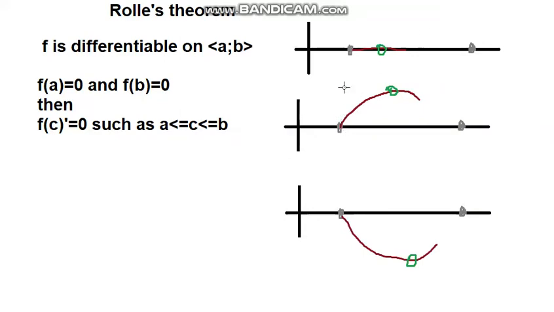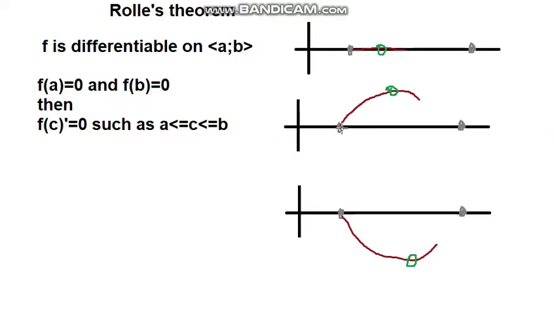So we have three cases. First of all, these gray points are a and b, and the function in them both equals 0. Then we have three cases. First of all, the function doesn't change. It just stays at 0, and the derivative in every one of these points equals 0. And then we get this point c.